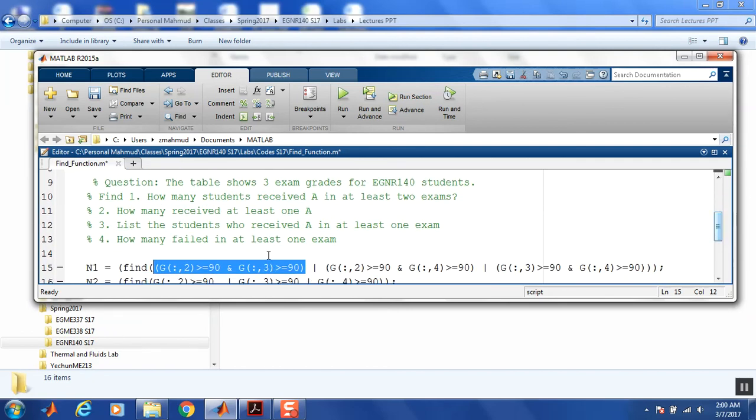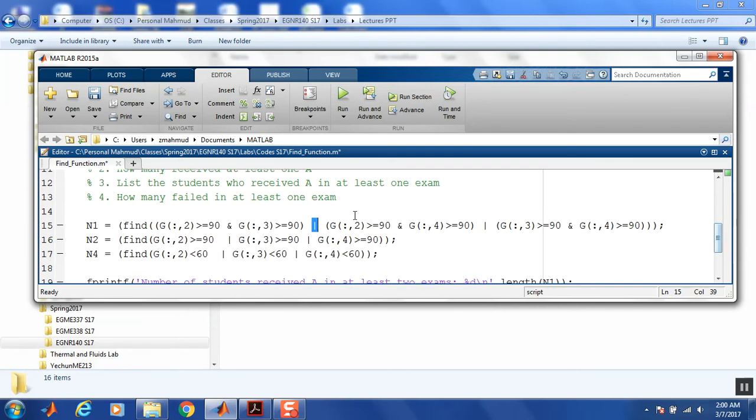So the first pair is first and second exam. The second pair is first and third exam, and the third pair is second and third exam. I am checking with the or sign: either both of the first two exams greater than 90, or exam 1 and exam 3 both greater than 90, or exam 2 and exam 3 both greater than 90. That is the combination that I'm trying to figure out, how many of those I have.